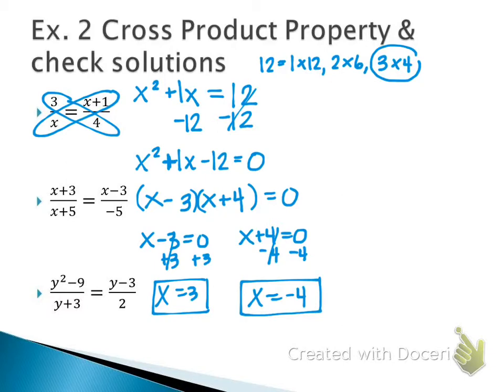So whenever you have more than one x, like an x squared and an x, or maybe it's an x to the 3rd power and an x squared, something like that, that they're not like terms, I need to set one side equal to 0 and see if I can factor it.